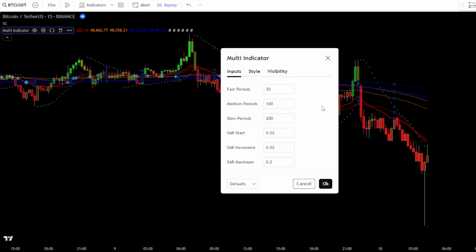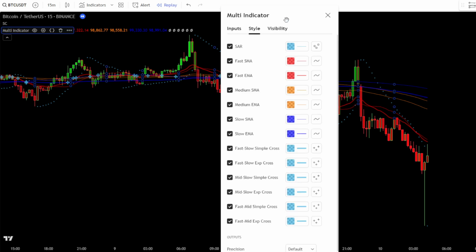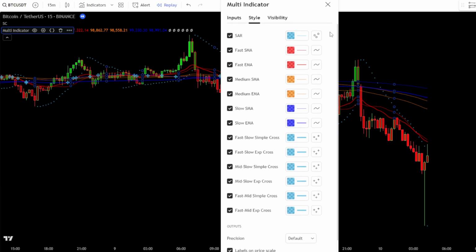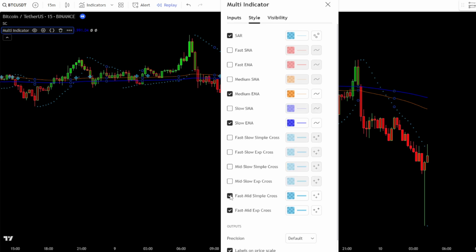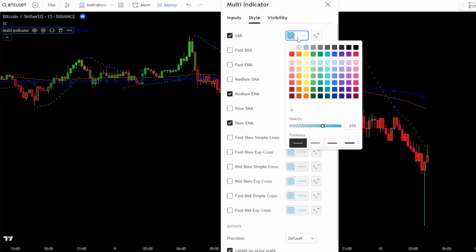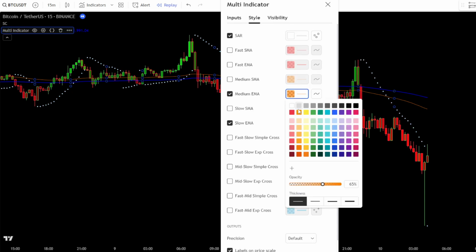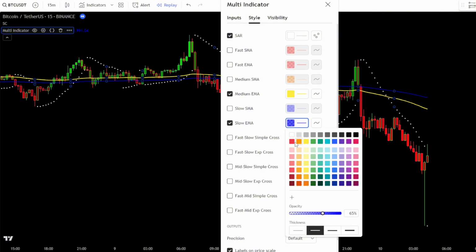After that, you can go to the Style tab. In the Style tab, remove all the check marks and leave only the Parabolic SAR, medium EMA, and slow EMA. Then, set the colors of the Parabolic SAR, medium EMA, and slow EMA according to your preference. Once finished, just click OK to confirm the changes.